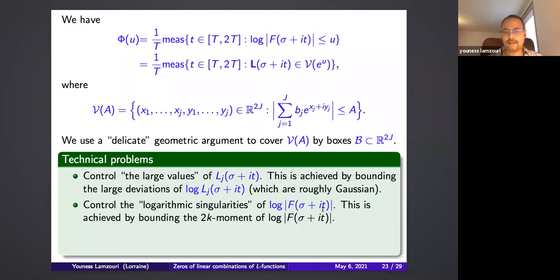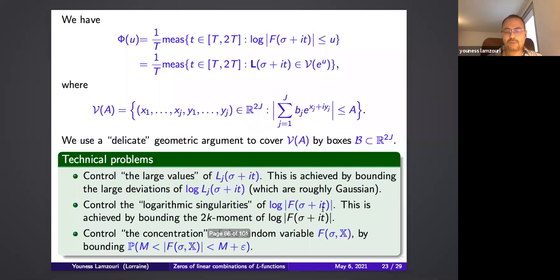And finally, because of this covering here, we lose something when we cover by boxes, so we would like to not lose a lot when we pass to the random variable. So we'd like to control the concentration of the random variable, so that the random variable is not a lot concentrated on some thin slices, let's say, where we lose in the covering by boxes here. So these are the main ideas that allow us to prove the cube result too.